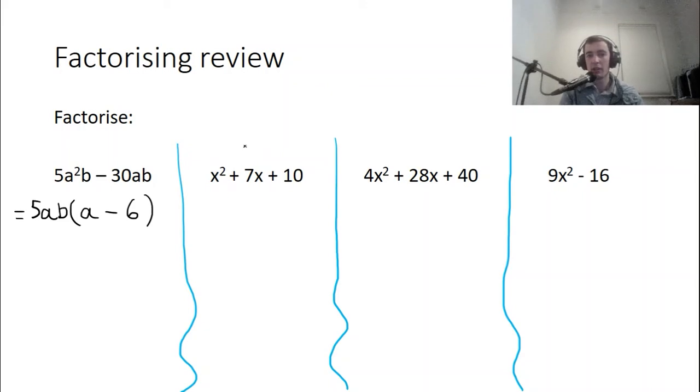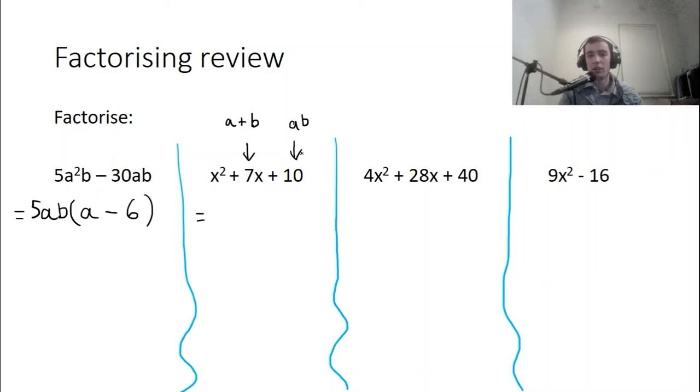And hopefully you remember that we have to have two numbers, we'll call them A and B, that add up to give this, and they times to give this. A times B equals 10. A plus B equals 7. So what's A and B?